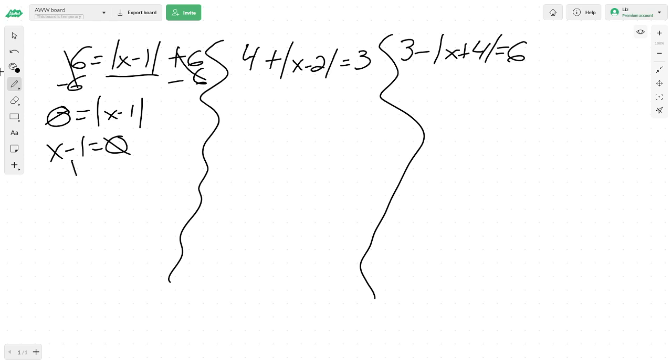Now I'll solve that equation really quickly, and I get x equals 1. That's my answer. There is only one solution because my absolute value expression equaled 0.